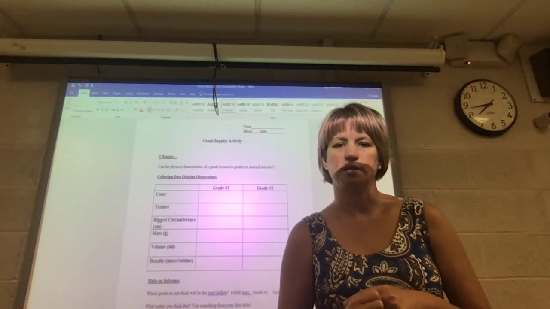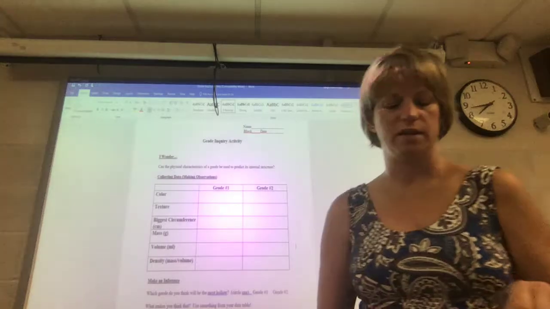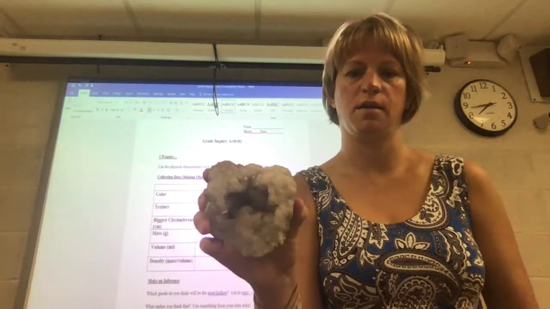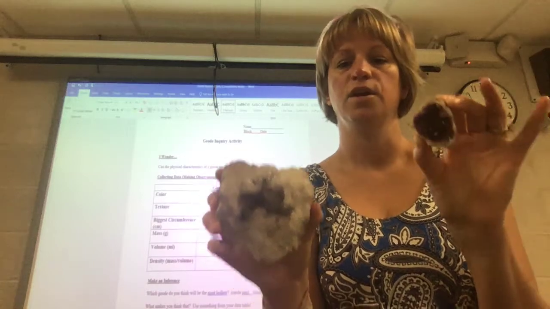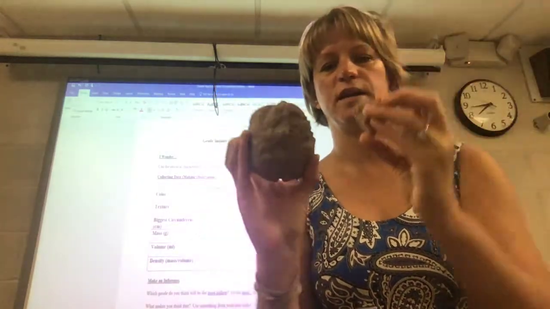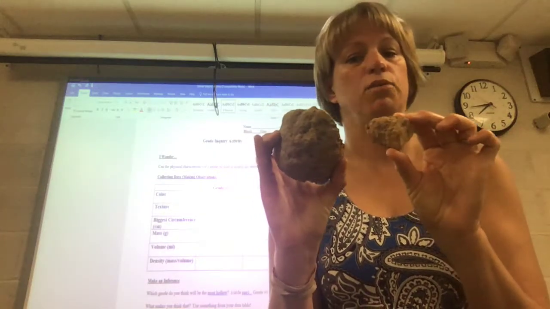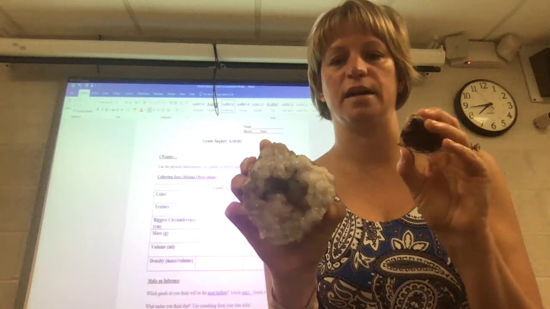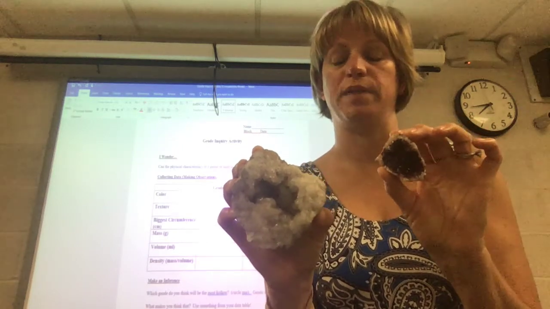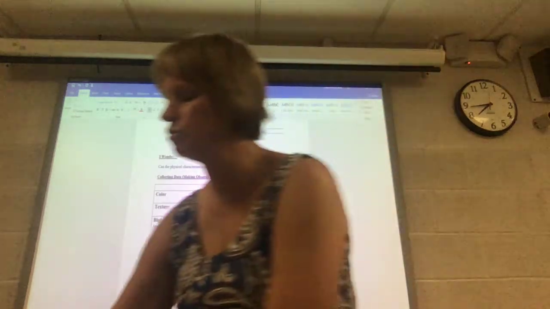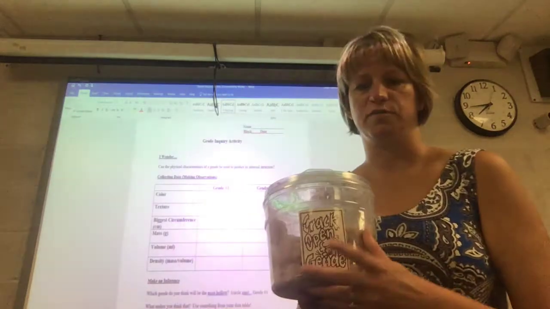So let's take just a second to discuss what a geode even is. If you check out these with me, you can see what a geode looks like. On the outside, it would just look kind of like a boring rock. But a geode tends to be hollow inside and has beautiful crystal formation. So what we have today are two geodes from my tub of geodes.